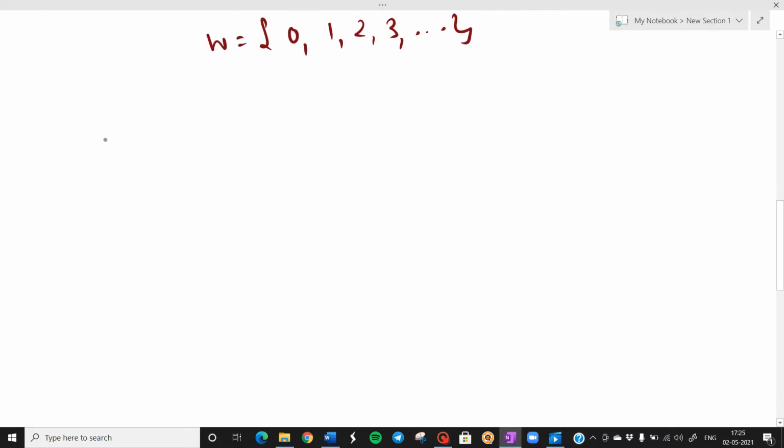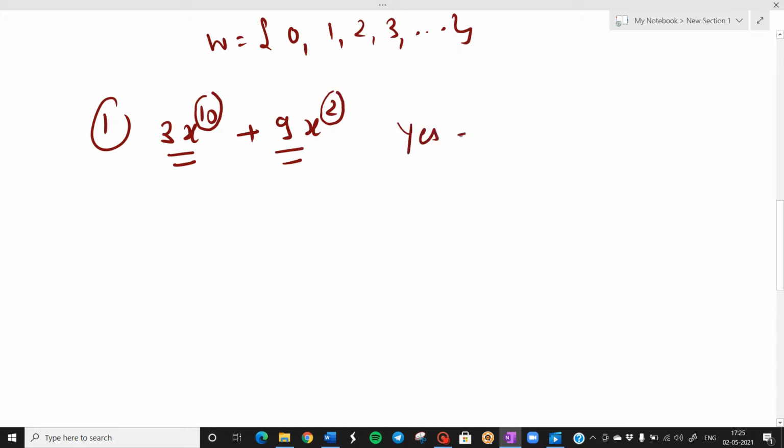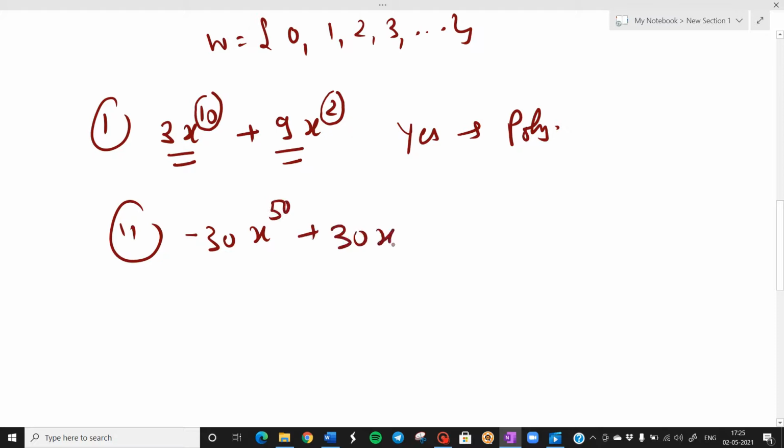So consider some examples. I'm writing example number 1: 3x power 10 plus 9x squared. Is it a polynomial? Yes, because in the first term the power of the variable is 10, and 10 is a whole number. In the second term, x is the variable and the power, that is 2, is also a whole number. So yes, this is a polynomial.